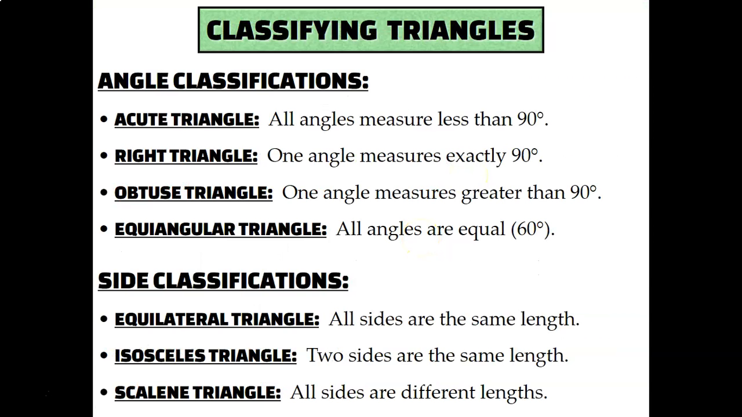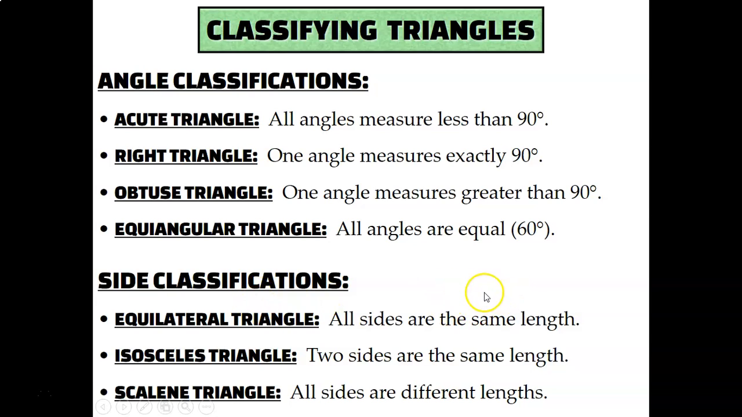The technical definitions for each of these classifications is if it's an acute triangle, then all of the angles measure less than 90. If it's a right triangle, then one of the angles measures 90. If it's obtuse, then one of the angles measures greater than 90. And if it's equiangular, then all of the angles are equal, which we'll discuss later on means that all of the angles measure 60 degrees.